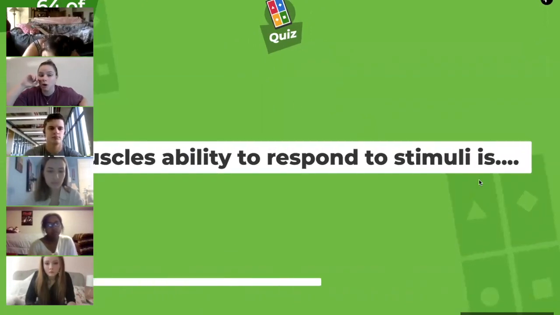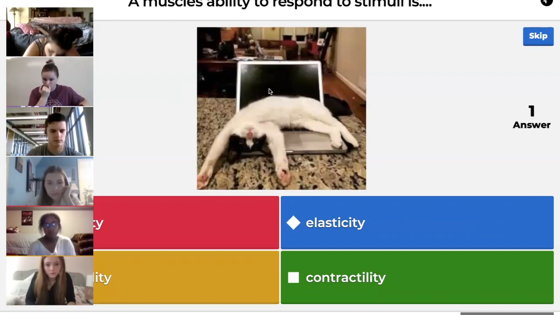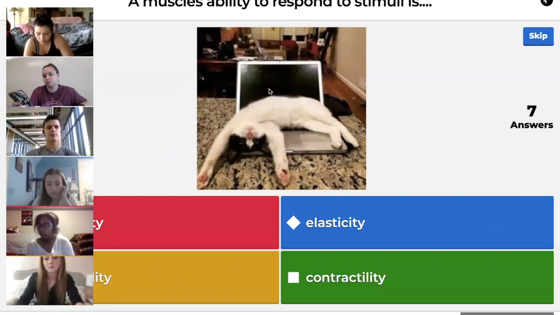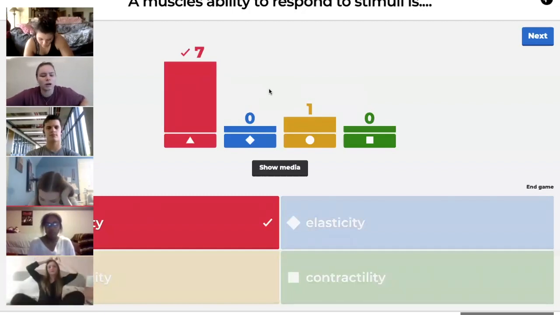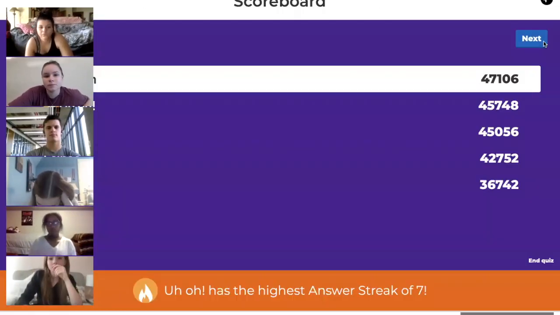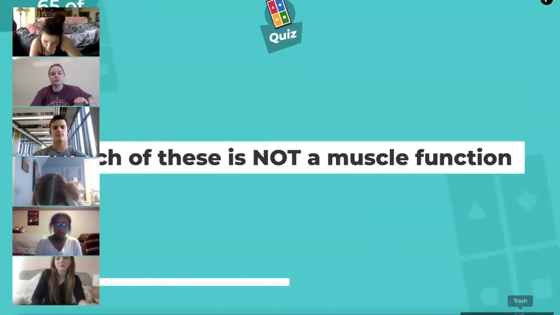Muscle's ability to respond to stimulus is known as what? Ooh, excitability. Extensibility is the fact that it's able to recoil and come back to the same place after it stretches. Which of these is not a muscle function?